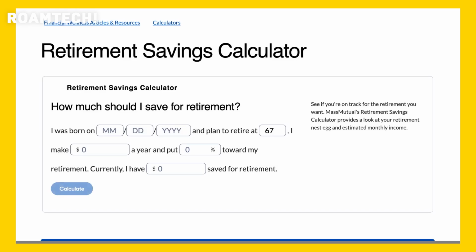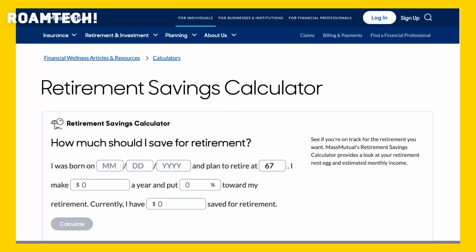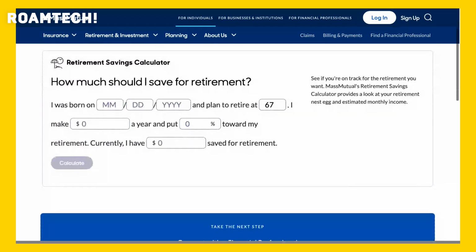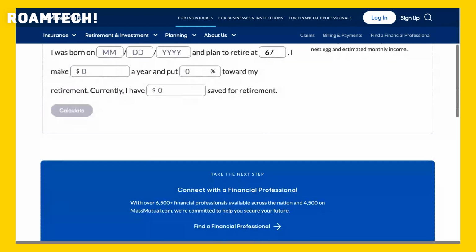This video explores the MassMutual Retirement Savings Calculator, a valuable tool located at https://www.massmutual.com/financial-wellness/retirement-savings-calculator. Planning for retirement can feel overwhelming, but this calculator simplifies the process by providing a personalized projection of your retirement savings. It empowers you to make informed decisions about your financial future.